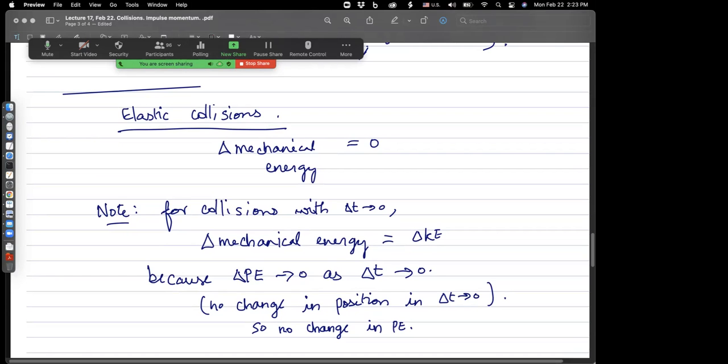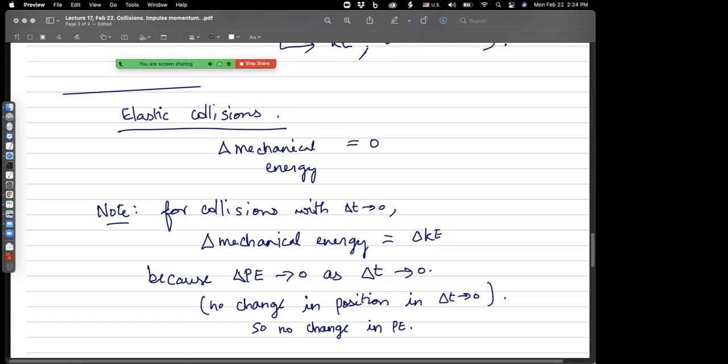So velocity changes, but during its change, it remains finite. Over a short period of time, with that finite velocity, you cannot do anything in infinitesimal time. Okay, so we can use mechanical energy and kinetic energy interchangeably, because all the things that we call potential energy require a change in position to actually take effect.